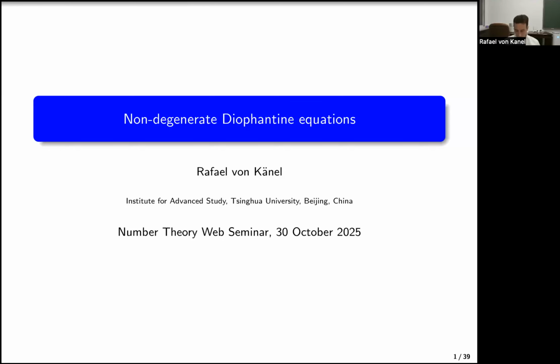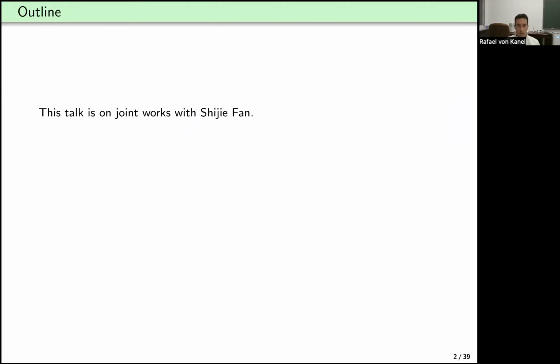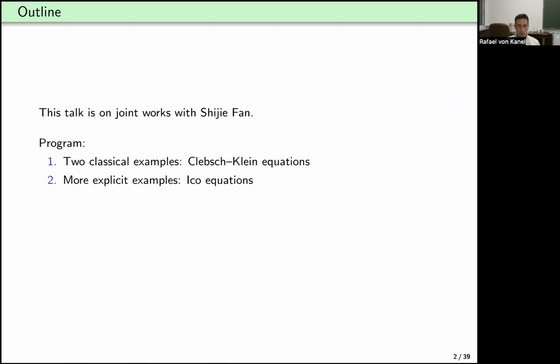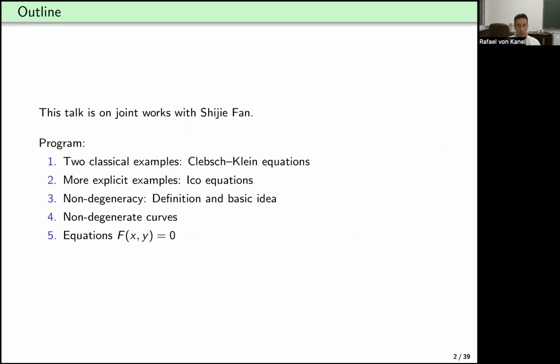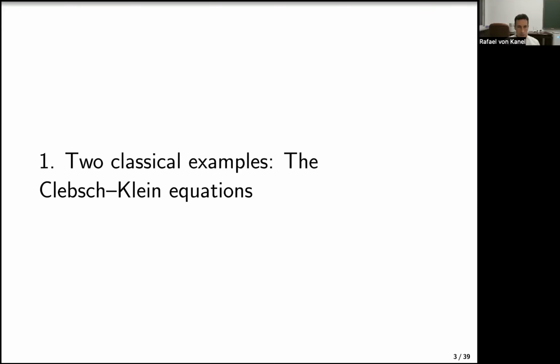So I will today talk about joint work with Shijie Fan. The program of the talk is as follows. First, I discuss two classical examples. Then I would like to discuss more explicit examples, so-called ICO equations. Then I will introduce the definition of the non-degeneracy criterion and give the basic idea. Afterwards, I will discuss non-degenerate curves, in particular plane curves. And finally, I will discuss an application to the Fermat problem in a slightly more general setup inside some rational surface.